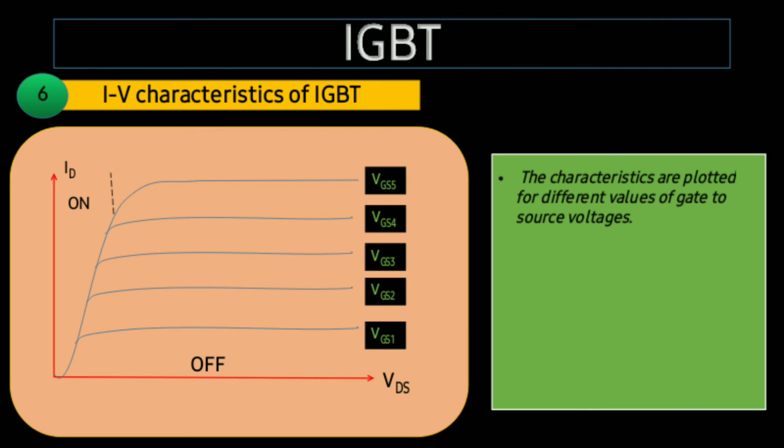Next we have the IV characteristics of the IGBT. Here the characteristics are plotted for ID and VDS for different values of VGS. When VGS is greater than the threshold VGS(th), the IGBT is in the on condition. If it is lower than the threshold voltage VGS(th), the IGBT turns off.